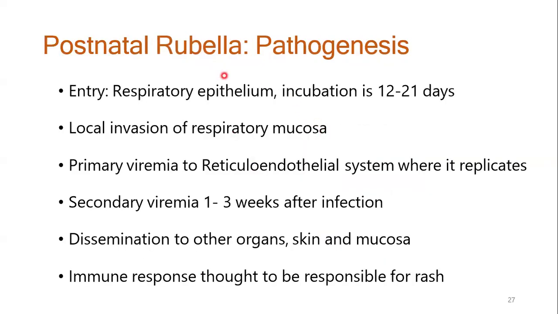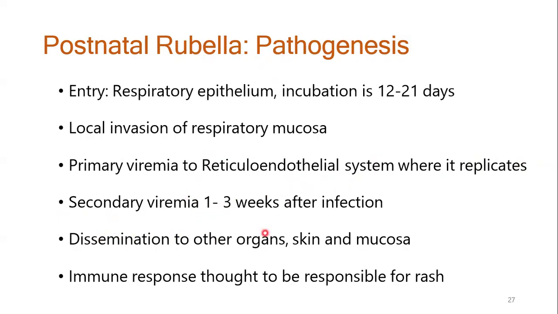And then postnatal rubella entry, so respiratory epithelium, and the incubation period is 12 to 21 days. So that's around 2 to 3 weeks. Then we have local invasion of the respiratory mucosa. And when that happens, we have primary viremia. It crosses to the blood, to the reticuloendothelial system. So basically, these are the lymph nodes where it replicates. After that, there is secondary viremia, which happens 1 to 3 weeks after the infection.